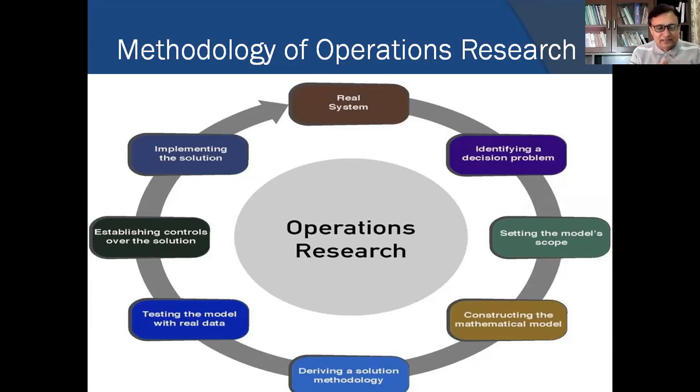Whatever solution we have achieved, we will test that solution, whether it is within the boundaries of the limitations, within the boundaries of the conditions available in the problem or in the model which we are using. After we get the optimal solution, we implement it. And again, after implementing the solution, some situations or conditions may change, then we again go to the real system and identify the decision problem again. So these iterative steps will continue.